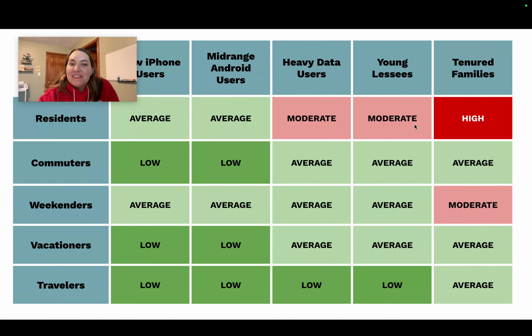What we found, the people that were at highest risk, so we knew residents were at higher risk, but the ones that were at the highest risk of all of those were heavy data users, young lessees, so people that were leasing their phones, and then tenured families that had been around Sprint for a long time, and they were residents, and then tenured families that were weekenders. So we really only had 4 groups that we had to focus on.